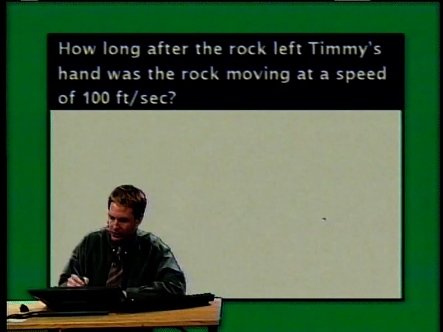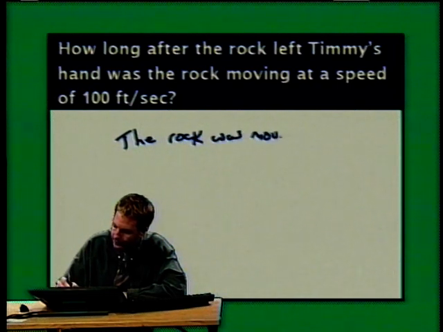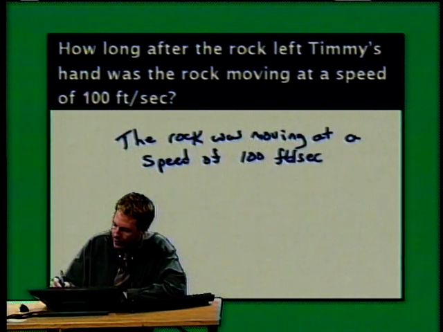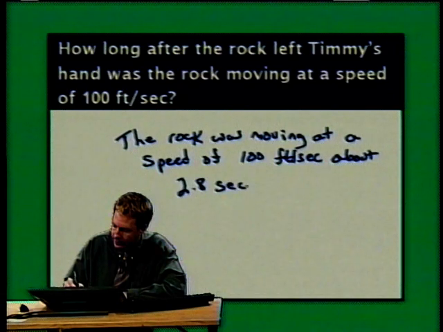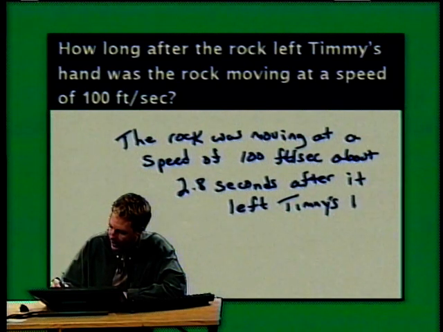So let's write our conclusion. The rock was moving at a speed of 100 feet per second about 2.8 seconds after it left Timmy's hand.